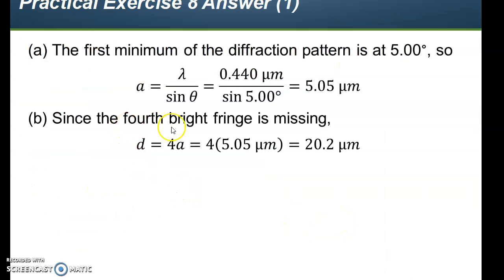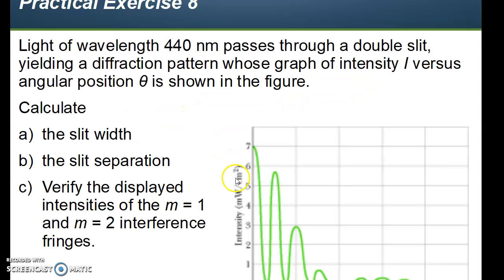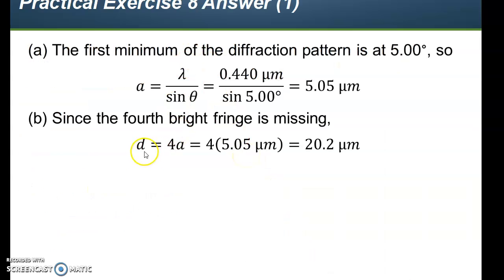Now the fourth bright fringe is missing, right? So d equals 4a. It's 4 times this right here. So what you're doing is you're going back and you're seeing which, you've got 1, 2, 3. The fourth one is missing. So that is the reason why you use d as 4a. So 4 times 5.50 right here gives you what the separation is between the slits.